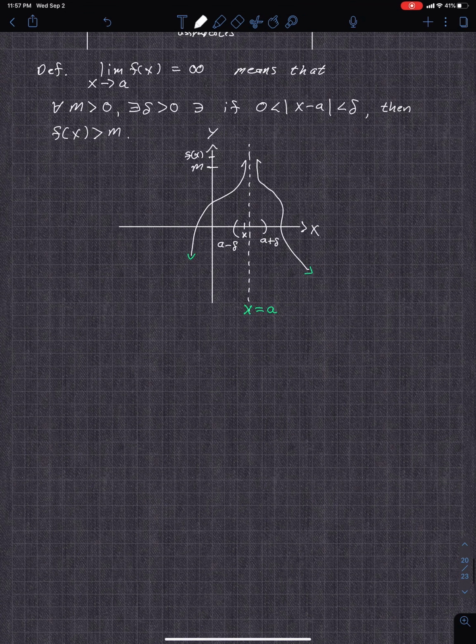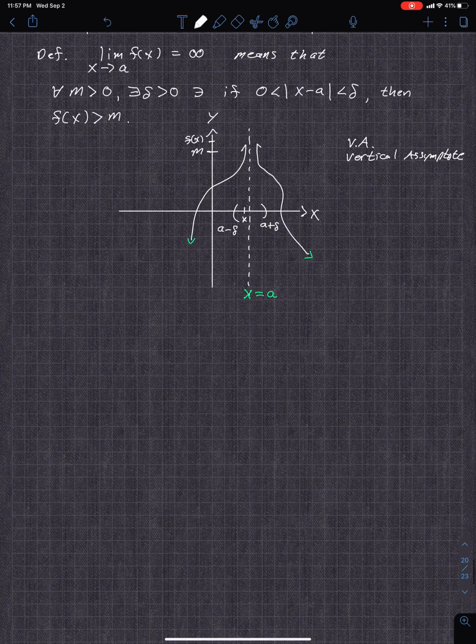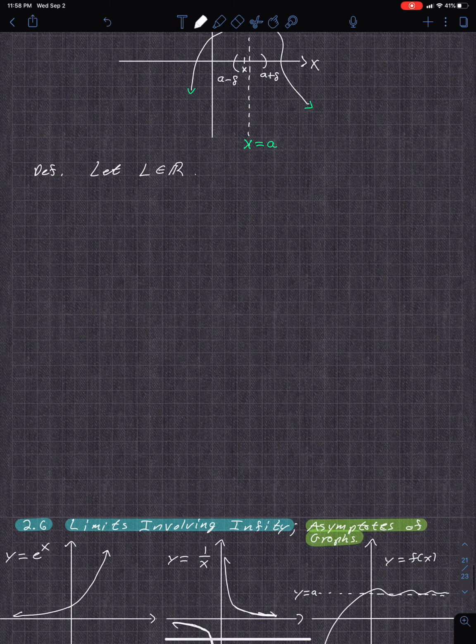So this is basically considered a vertical asymptote, VAs, or vertical asymptote. P is silent. Okay, next definition. First, we will let L be a real number. Okay, that's what it's approaching. And then we'll go ahead and do the two cases here.